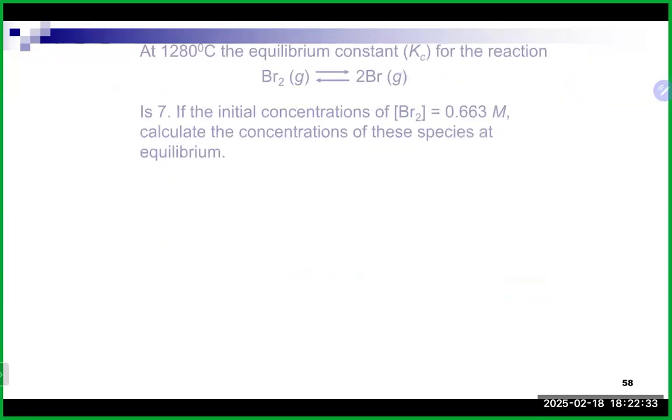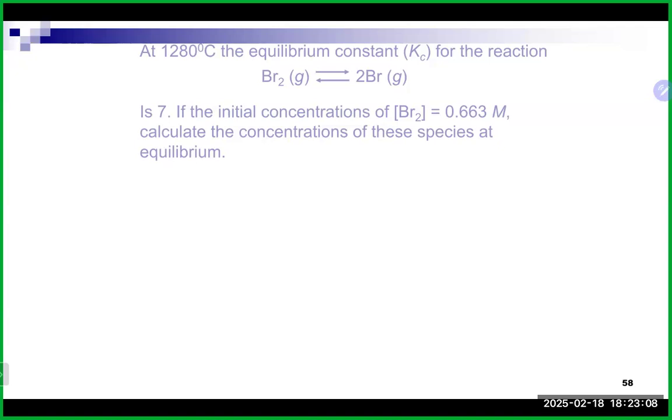All right, so let's do one here together, see if I remember how to do it. The concentration equilibrium constant for this reaction is 7, lucky number 7. If we initially start with a Br2 concentration of 0.663, we want to know what is everybody's equilibrium concentrations. So first off, in this case, could I calculate Q? The answer is no, because you don't have everybody's information.